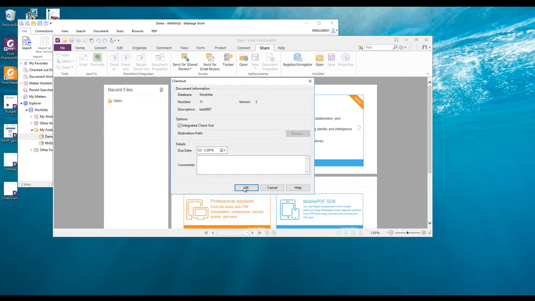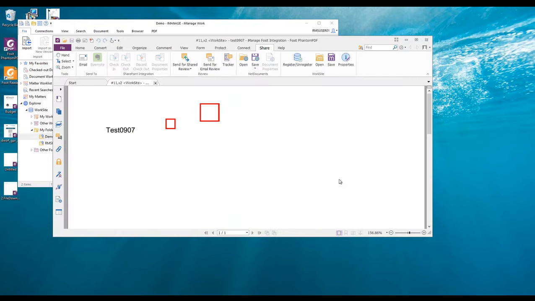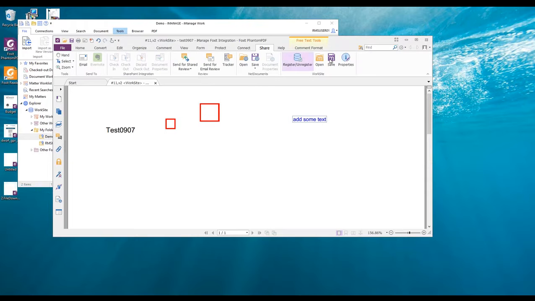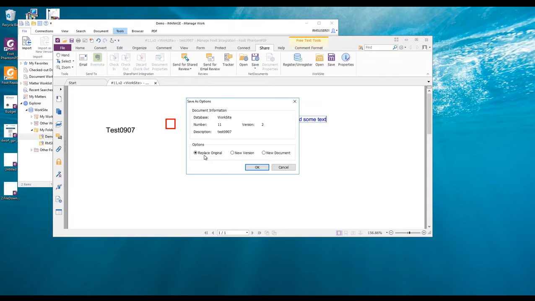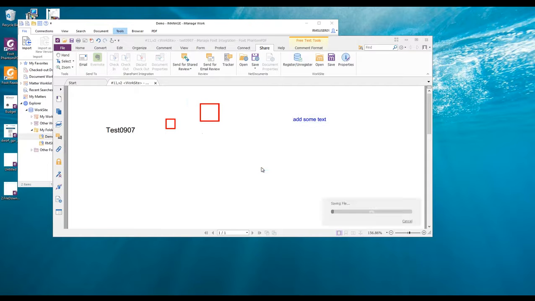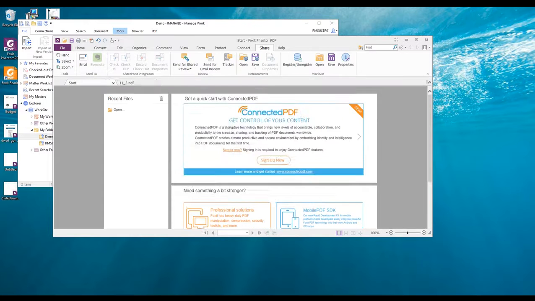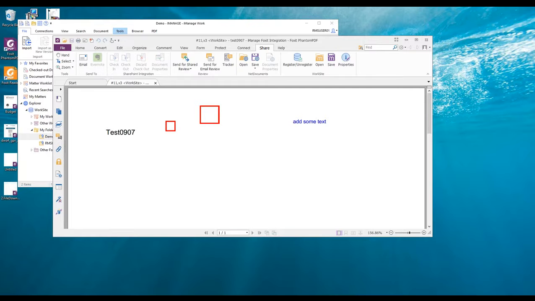We integrate the checkout, so as soon as you open the file in Phantom PDF, it will automatically check it out. You can then edit the file in any way you choose. I'll, for example, add some text. And once you're done, you can save the file directly back to Worksite and either replace the original or simply create a new version. Since you still have the file open, it automatically prompts you to check out the new version.